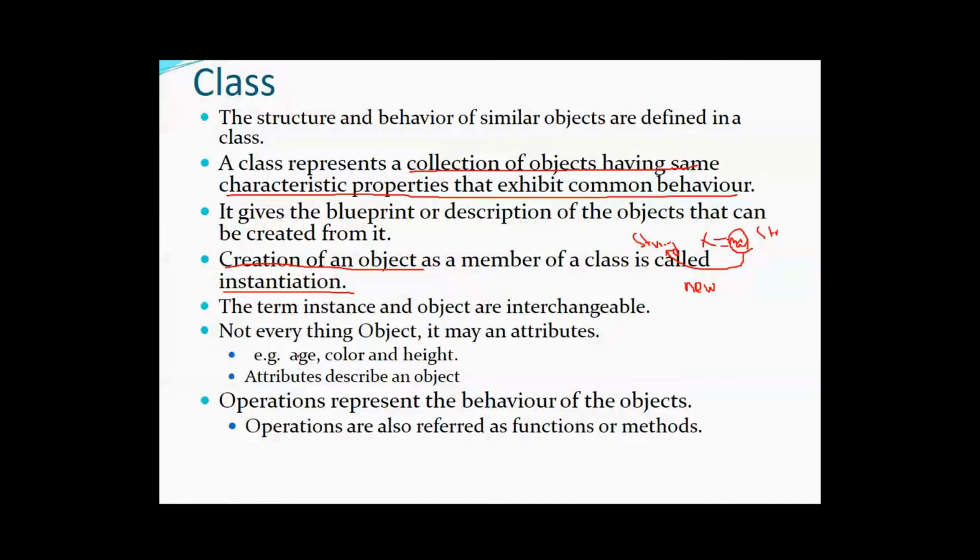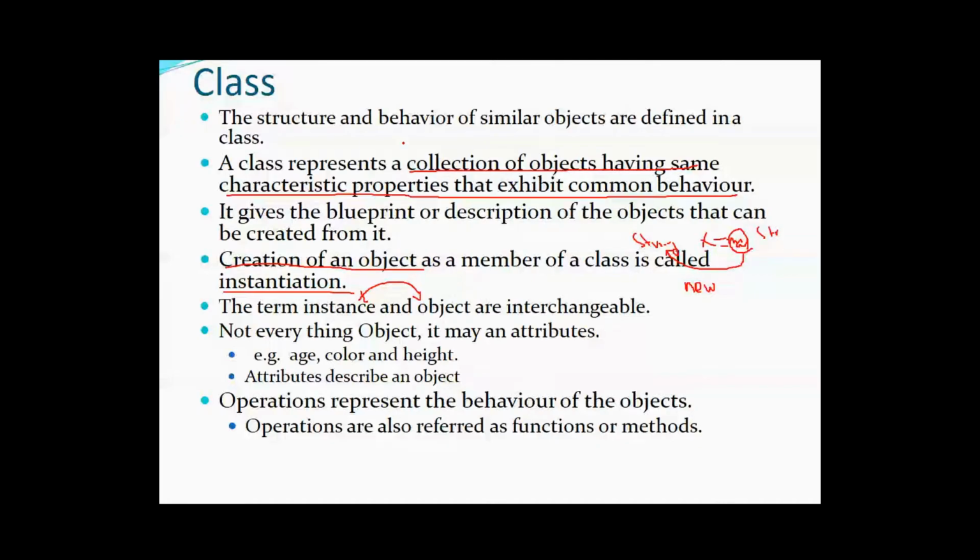Now, instance and object are interchangeable. You can say this is an instance of the class or this is an object of the class, but not everything is an object. It could be an attribute. When I ask you, for example, to give me an example of an object, some of you say Canon camera.